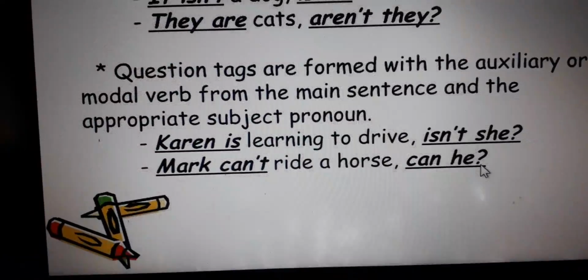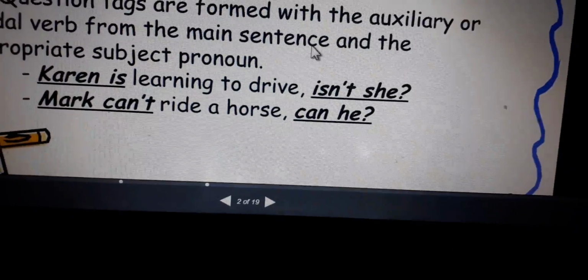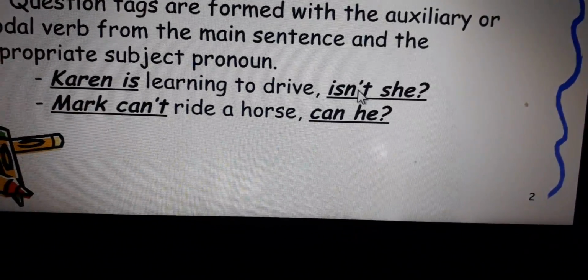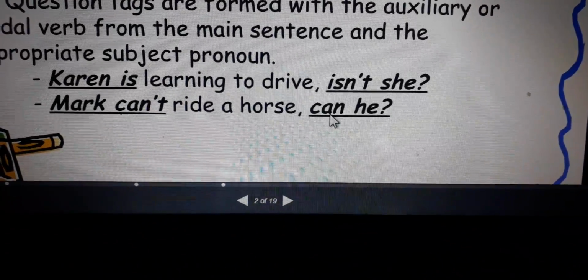Now one thing you people are getting confused about: in the first example we are using an apostrophe T, but in the second one we are not using it. Why?